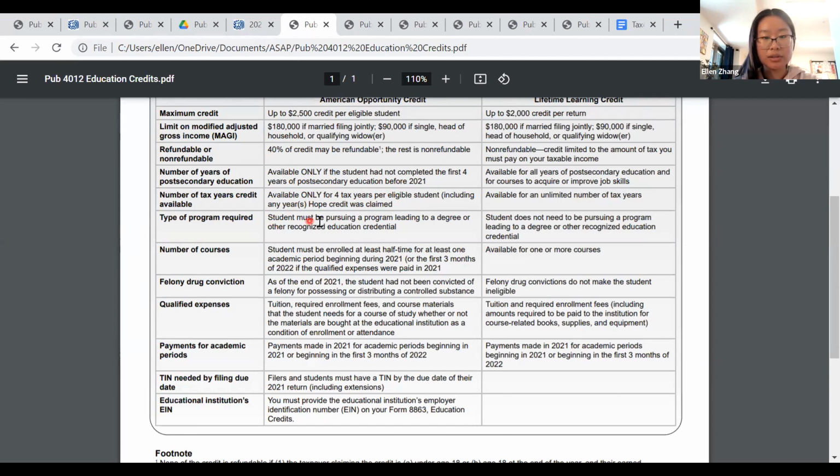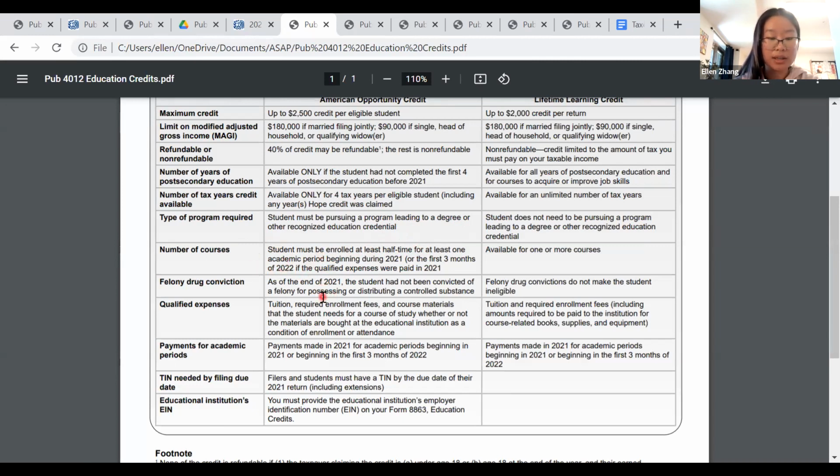You see the next one, the student must be pursuing a program leading to a degree. We saw that in the scenario. We were told that Jenny is expecting to graduate in May 2023 with a BS in economics. So she is definitely pursuing a degree, and she is enrolled full-time. So that gets rid of the number of courses requirement.